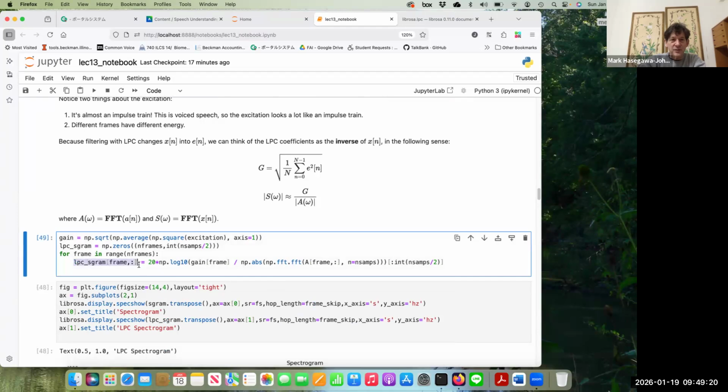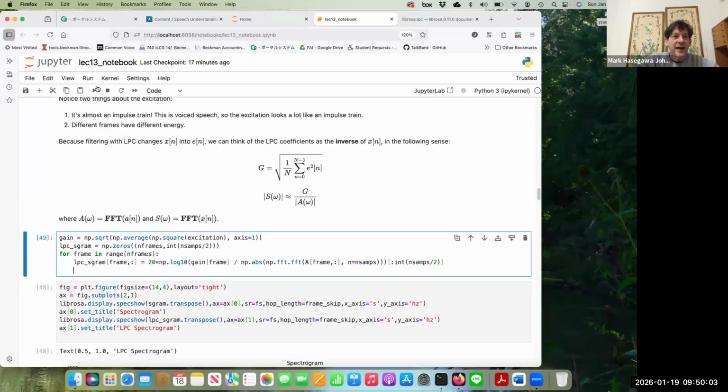Let me say that the LPC spectrogram in any given frame is 20 times the log base 10 of the gain for that frame, divided by the absolute value of the FFT of the LPC coefficients. So I'll just treat the LPC coefficients for each frame as if it was a signal, as if it was exactly the impulse response for one pitch period. But it's not the impulse response, it's 1 over the frequency response. The frequency response of the speech is 1 over the Fourier transform of the LPC coefficients. And so I divide by the Fourier transform rather than multiplying.